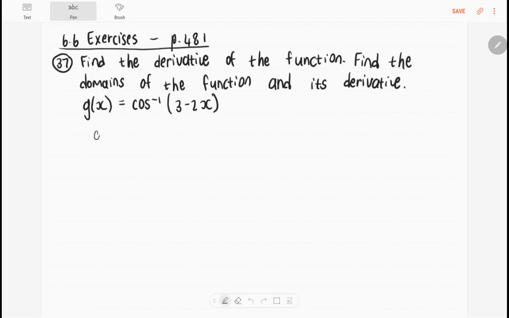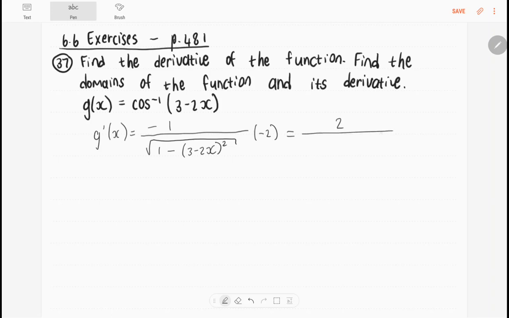So the derivative is going to be minus 1 over the square root of 1 minus (3 minus 2x) squared, and then we still have to multiply by the derivative of the 3 minus 2x, which is just minus 2. So in other words, that means we have 2 over the square root of 1 minus (3 minus 2x) squared.